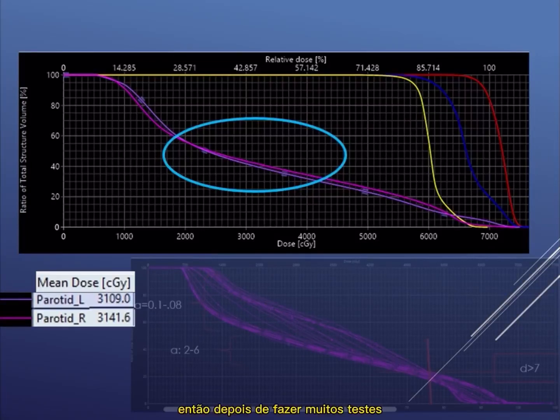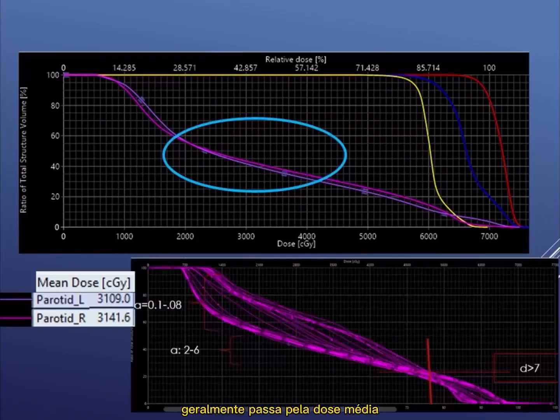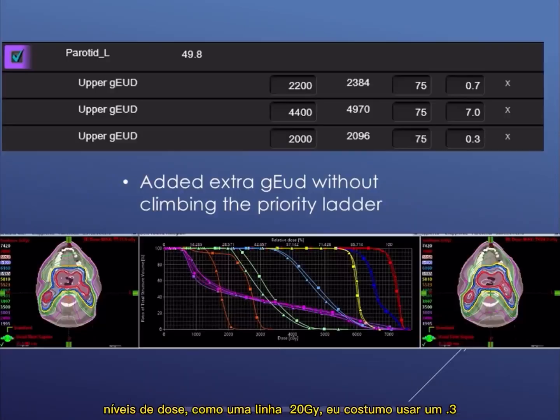So after running many trials, we just noticed that if you use the A value of 1, it usually goes by the average dose. And anything past an A value of 6 or 7, it definitely pushes the organs at risk the most, but it compromises your PTV structures. What I used, and I liked in my experience, is about 0.7 to help squeeze it optimally. That's the number I like to use. And if you're trying to squeeze the lower isodose levels, such as a 20 gray line, I tend to use a 0.3.